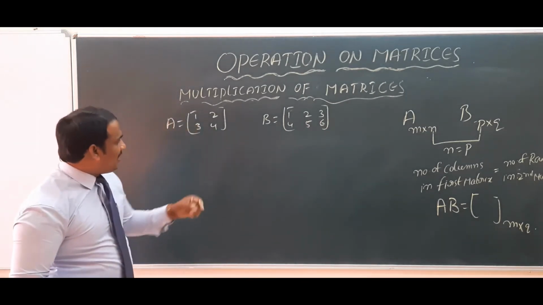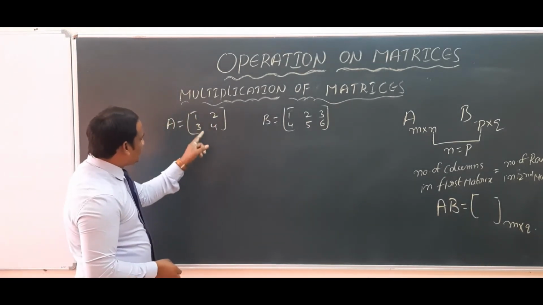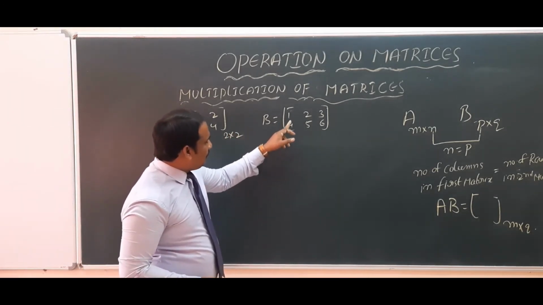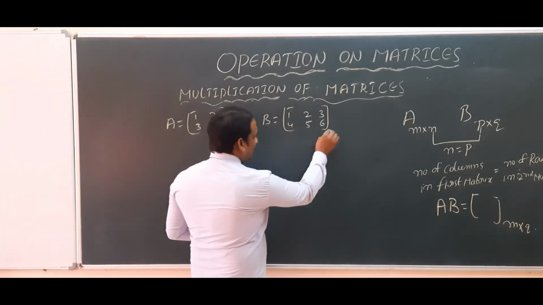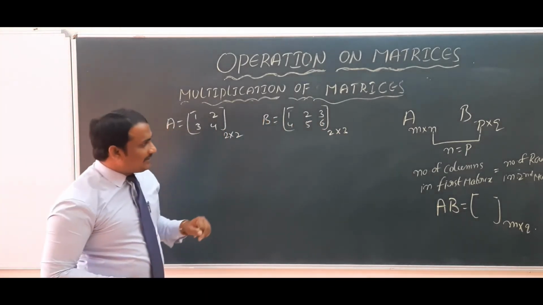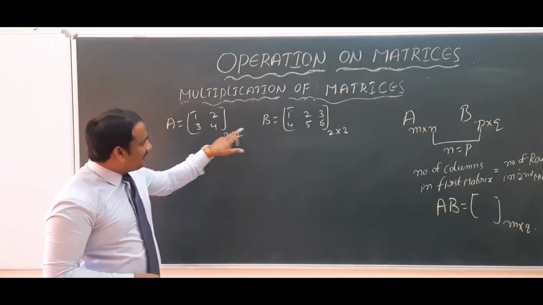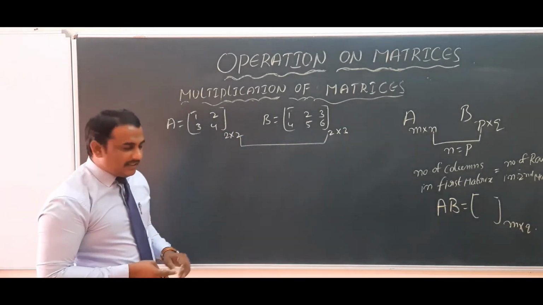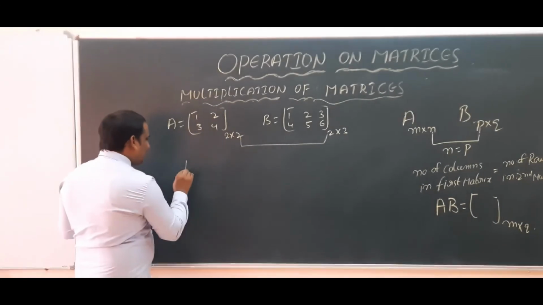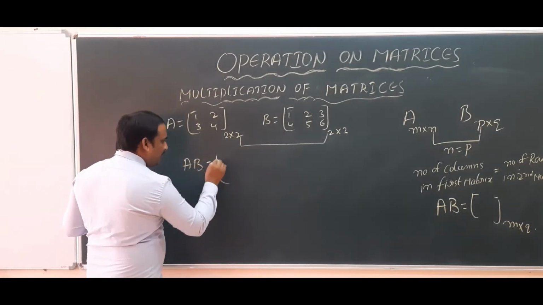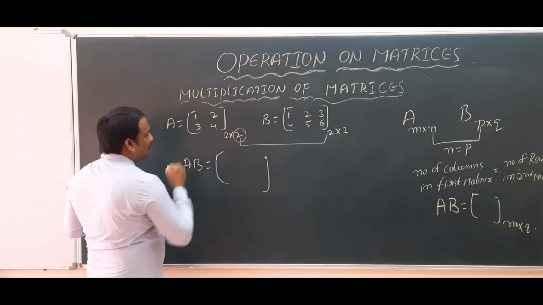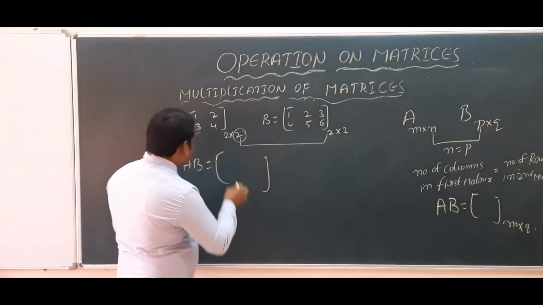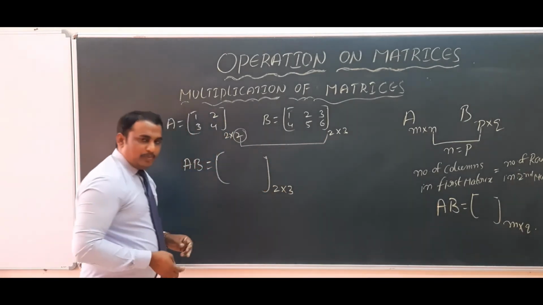Now we will check. What is the A matrix order? First row, second row, first column, second column: 2 by 2. What is the B matrix order? Two rows and three columns: 2 by 3. Now what is the condition? First matrix column and second matrix row are both the same. So this product exists. AB will have order 2 by 3.